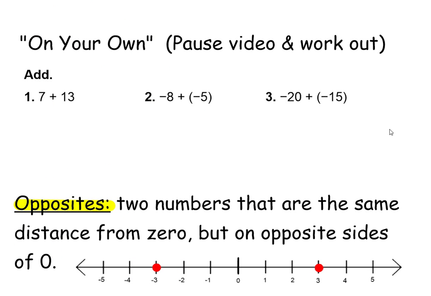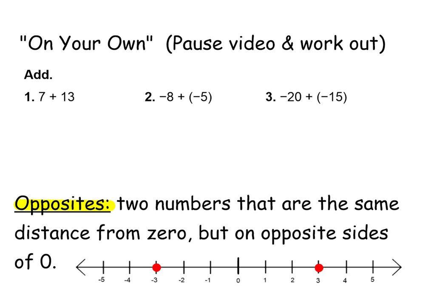I would like you to work out the on your own section, numbers 1, 2, and 3 on page 10. Please work these out, show your work. And when you're done with 1, 2, and 3, I'd like you to write down the definition of opposites. Now, opposites are two numbers that are the same distance from 0, but on opposite sides of 0.